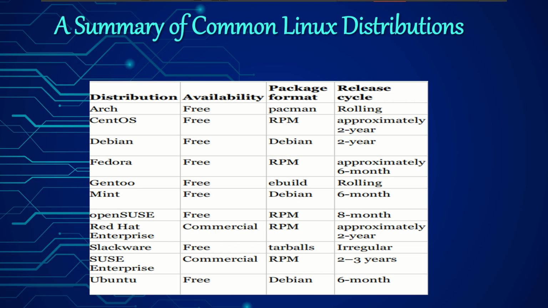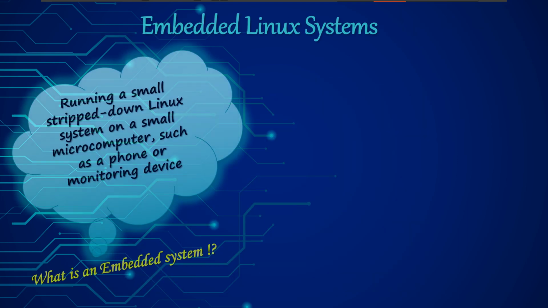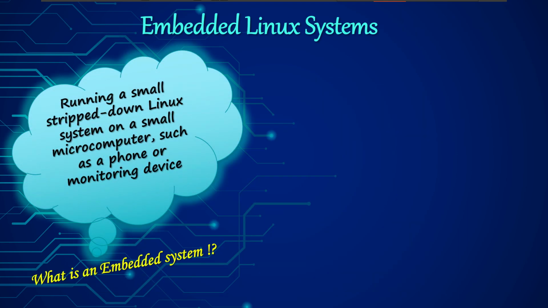Now let's move on to the next topic, embedded Linux systems. An embedded system is a microprocessor-based computer hardware system with software that is designed to perform a dedicated function, either as an independent system or as a part of a larger system. At the core is an integrated circuit designed to carry out computation for real-time operations.